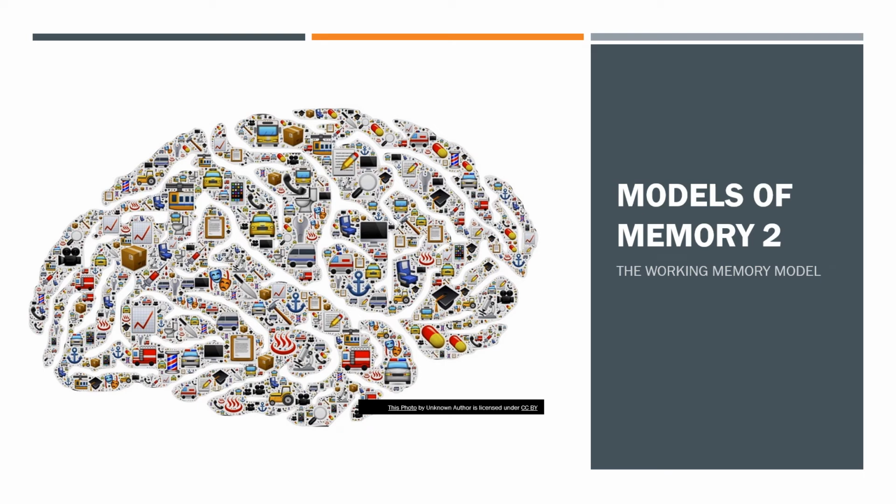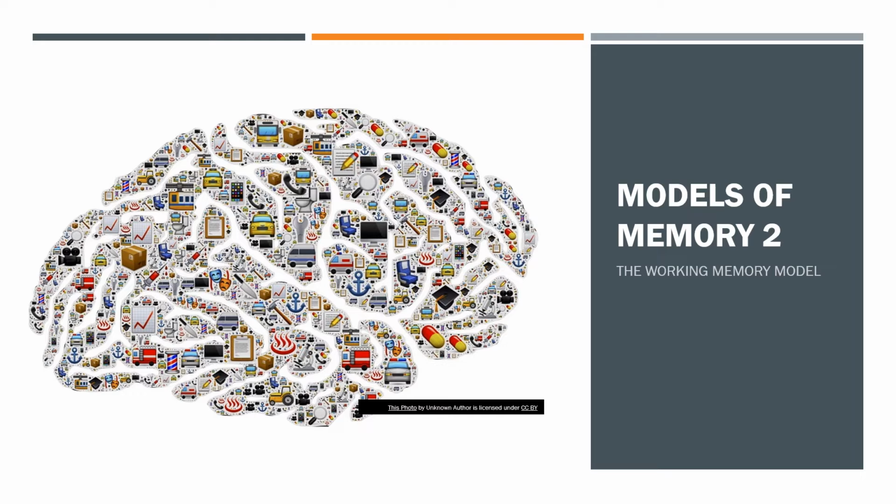We are now on to the second model of memory. Now this is called the working memory model, and it's a little bit more complicated. There's a little bit more to it. So during this video we are just going to do the AO1 description and a little bit of exam questions, and then later on in a week we will do the evaluation too.